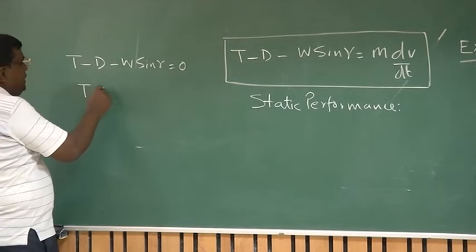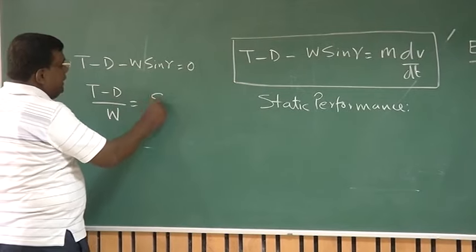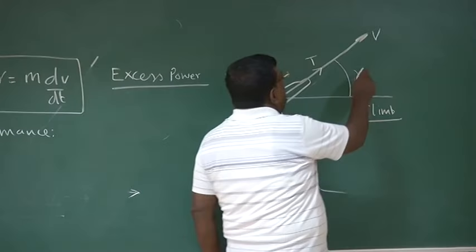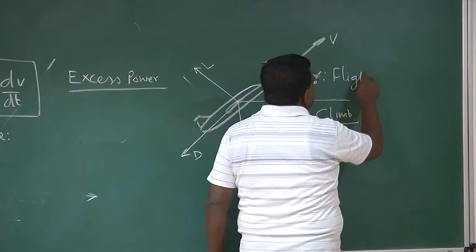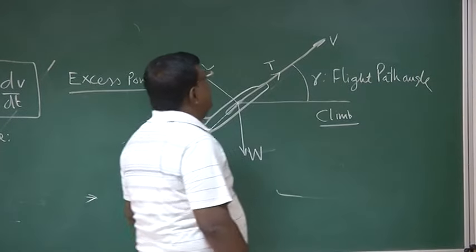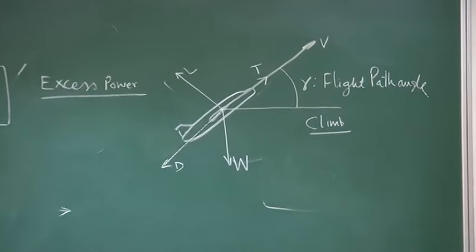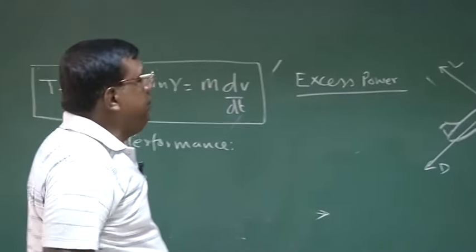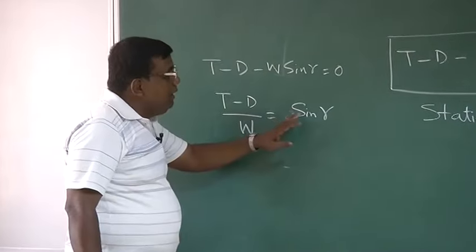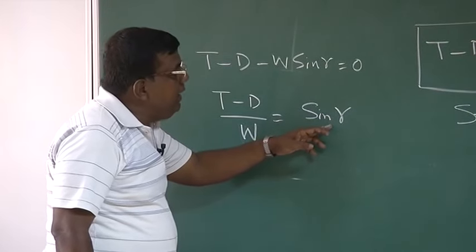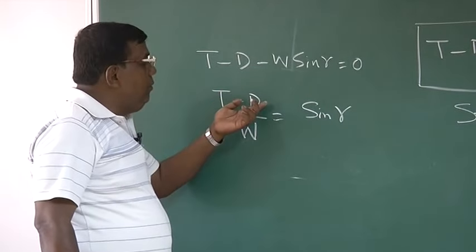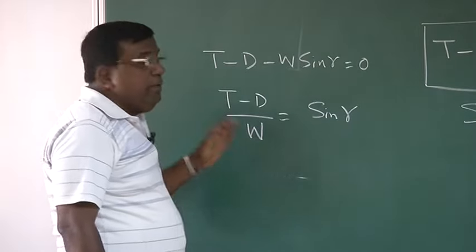So what happens now? T minus D by W is sine gamma. What is gamma? We know very well, gamma is the flight path angle. That is the angle the velocity vector makes with the horizontal. So how is it climbing? The velocity vector with the horizontal is the flight path angle or climb angle. So what is the message from here? If I am to fly the airplane at a particular climb angle, I should ensure that it has enough thrust to compensate drag, and this relation should be valid, right?